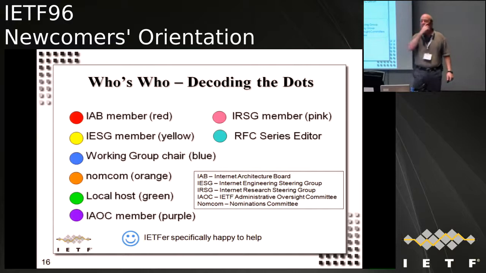In any event, the green dot is for the folks who are here, who work with the secretariat to make sure that this meeting comes off and comes off well. They're the ones who are working with the networking staff. Thank them. They're the reason that you can actually get good internet here.